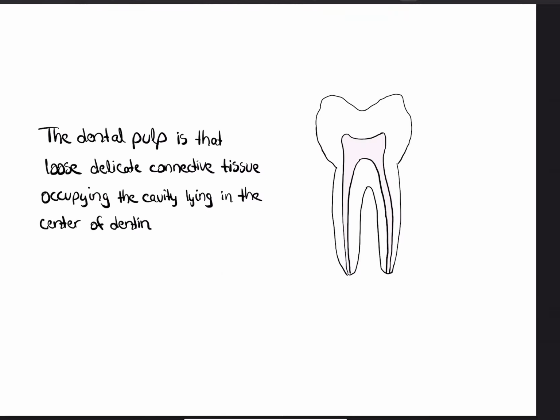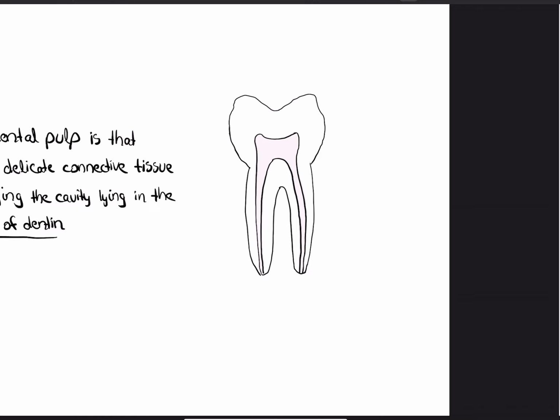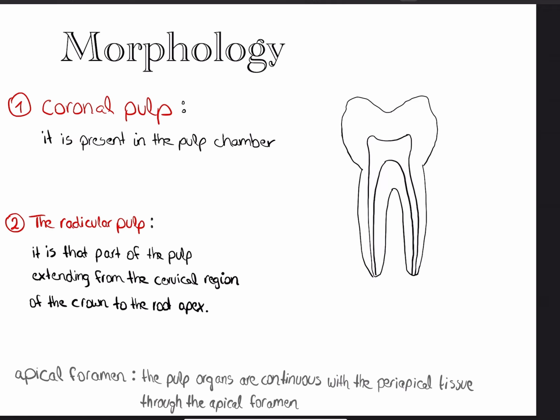A dental pulp is that loose, delicate connective tissue occupying the cavity lying in the center of the dentin. The morphology: we have the coronal pulp and the radicular pulp. The coronal pulp is present in the pulp chamber, and the radicular pulp is that part of the pulp extending from the cervical region of the crown to the root apex.